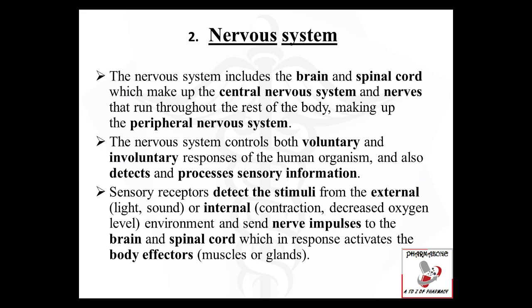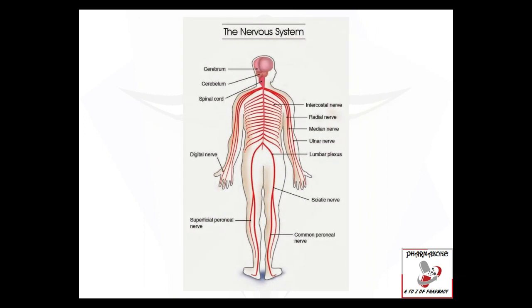The nervous system is a highly complex part of the human body that coordinates its actions and sensory information by transmitting signals to and from different parts of the body. The nervous system consists of the cerebrum, cerebellum, spinal cord, intercostal nerve, radial nerve, median nerve, ulnar nerve, lumbar plexus, digital nerve, sciatic nerve, superior peroneal nerve, and common peroneal nerve.